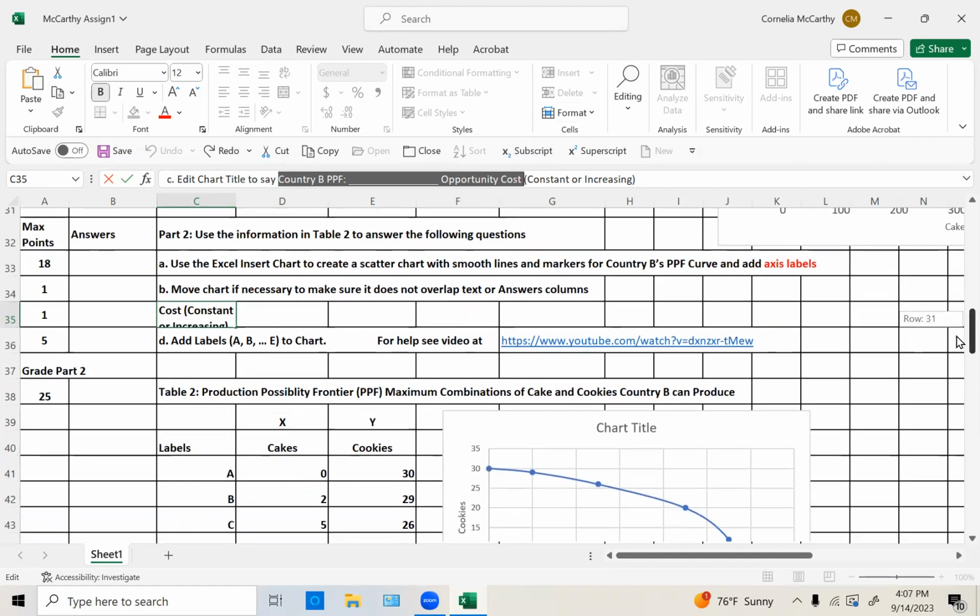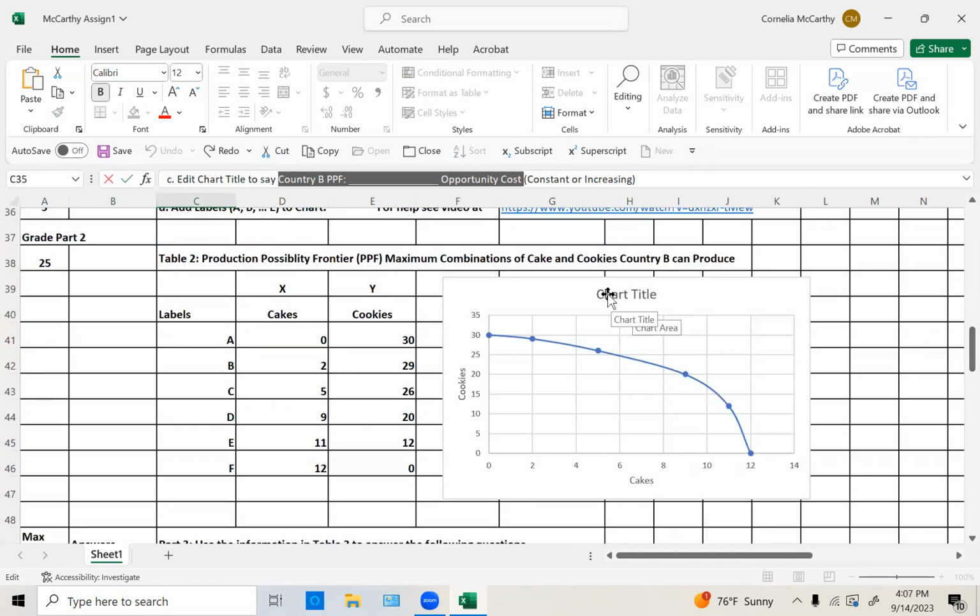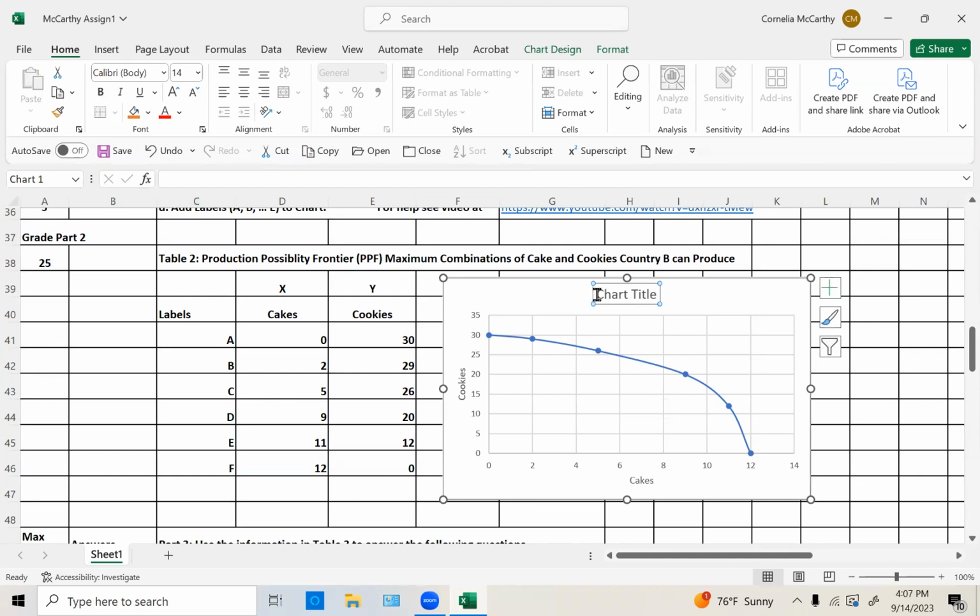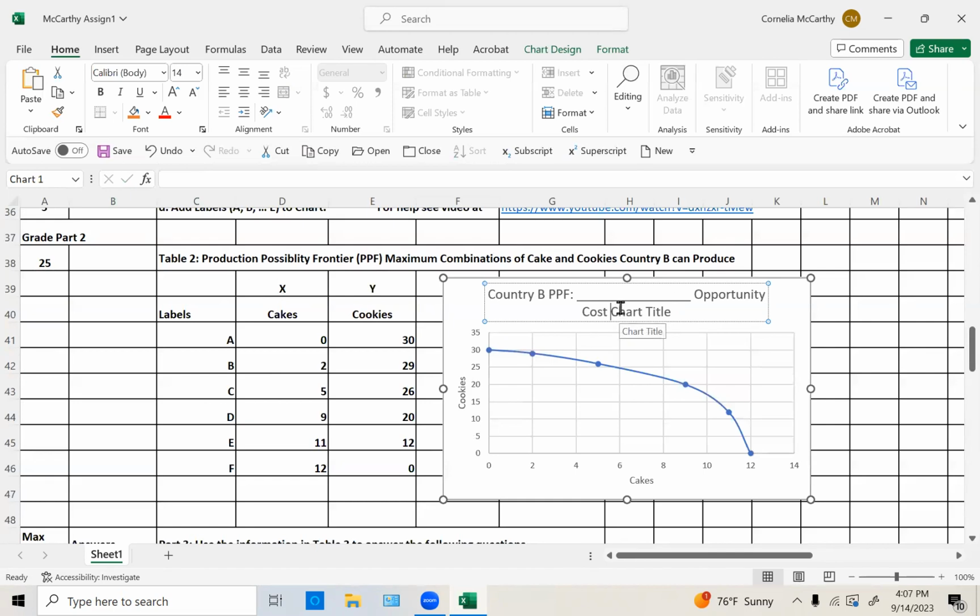Now I'm going to move back down to my chart, and where it says chart title, if I click on that, it creates a box around it, and I can Control V to paste what I've added to my clipboard by the previous step, get rid of chart title, and now I can get rid of the blank and fill in whether this is an increasing opportunity cost or a constant opportunity cost. We know that it's an increasing opportunity cost because it's a curve and not a straight line. So the answer is to add in increasing opportunity cost.